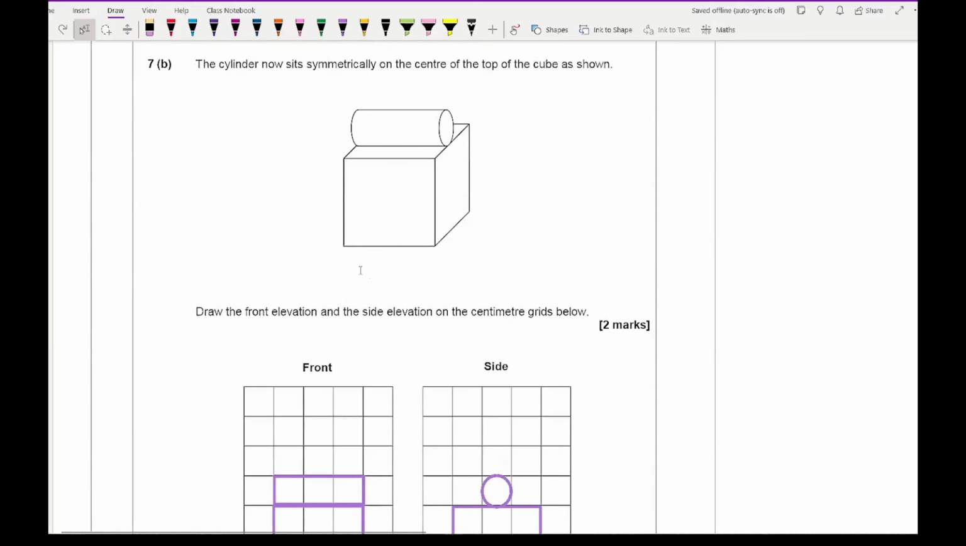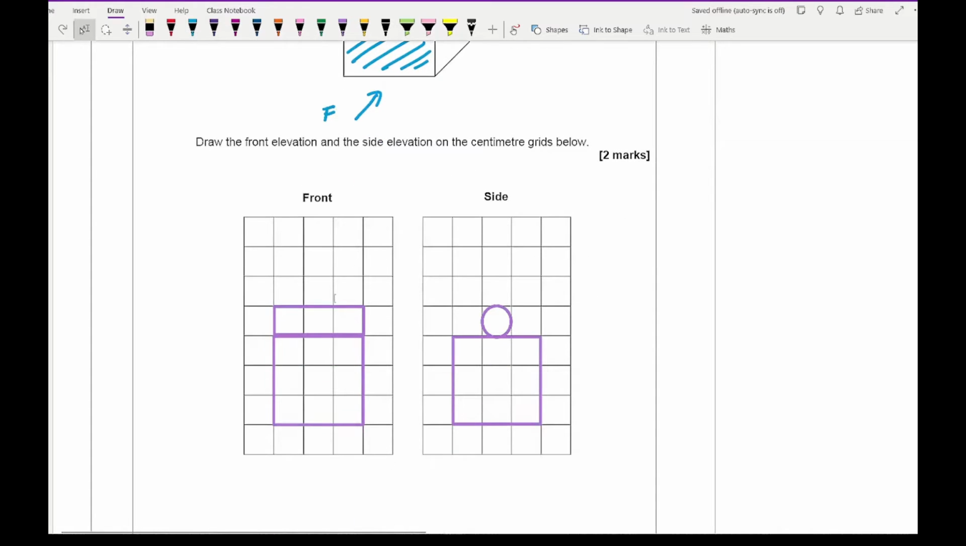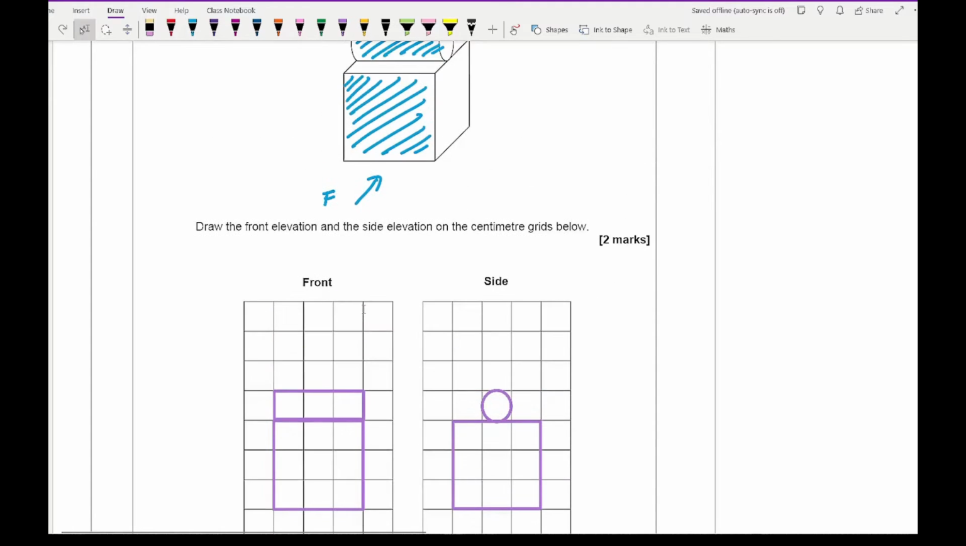For 7b, it then says the cylinder now sits symmetrically on top of the cube as shown, and it says draw the front elevation and the side elevation on the centimeter grid below. So again, if we take the front elevation as being this face here and that there, then what that's going to look like is our square with a vertical rectangle on top.